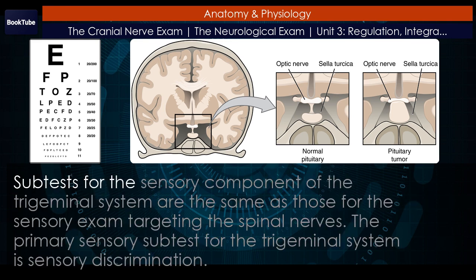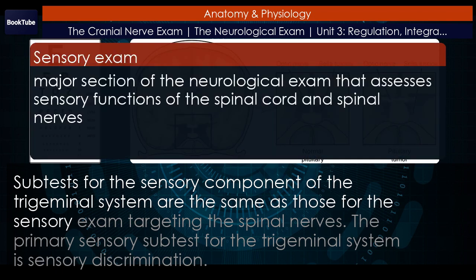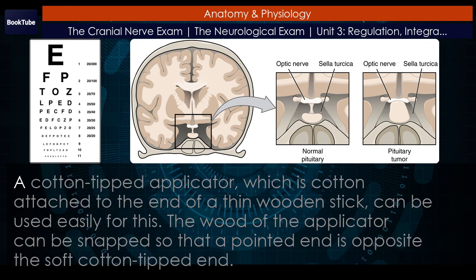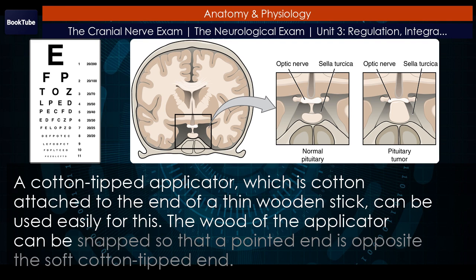Subtests for the sensory component of the trigeminal system are the same as those for the sensory exam targeting the spinal nerves. The primary sensory subtest for the trigeminal system is sensory discrimination. A cotton-tipped applicator, which is cotton attached to the end of a thin wooden stick, can be used easily for this. The wood of the applicator can be snapped so that a pointed end is opposite the soft cotton-tipped end.